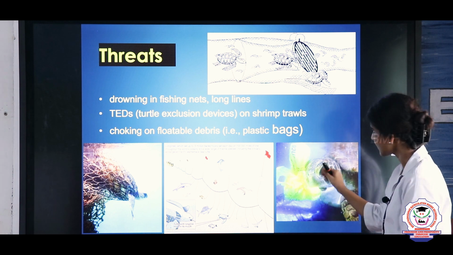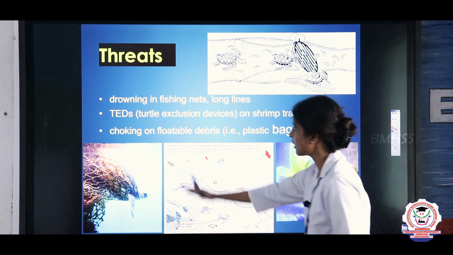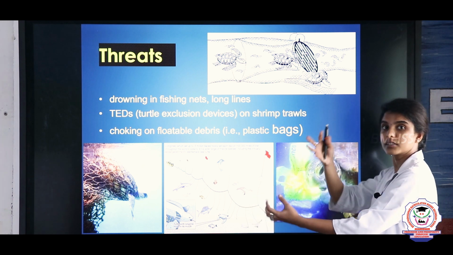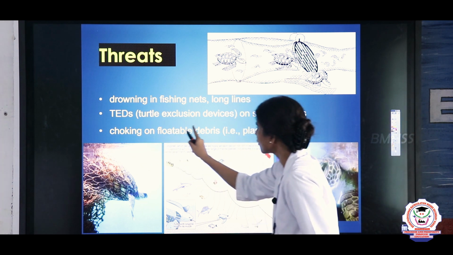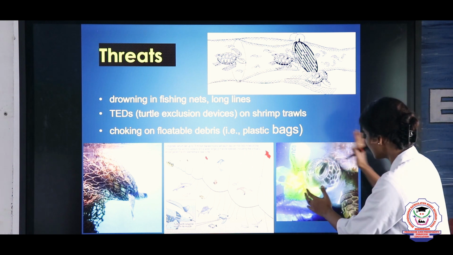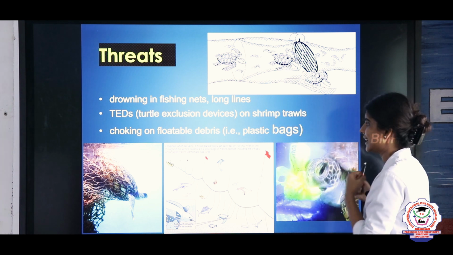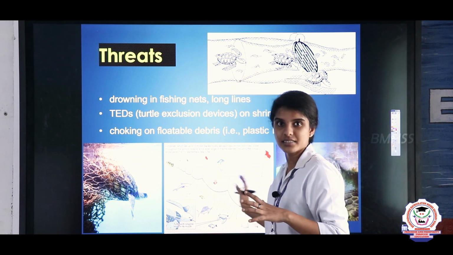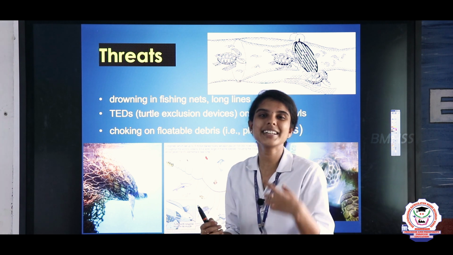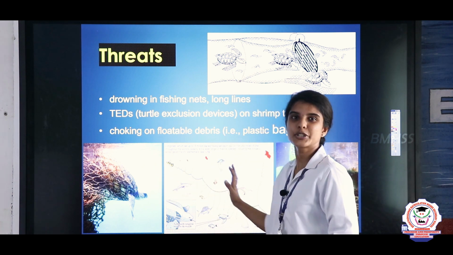They use these devices to capture the sea turtle inside the nets. Look here, they use plastic bags to capture the sea turtle and they use long lines of nets to capture, to drown the sea turtle, and choking on floatable debris. Floatable debris is nothing but plastic bags. So they use the plastic bags to drown or capture the sea turtle inside. So this is all about the threats. These are the other threats to sea turtle, because sea turtles are usually eaten by many countries. So they use these things to capture sea turtles.